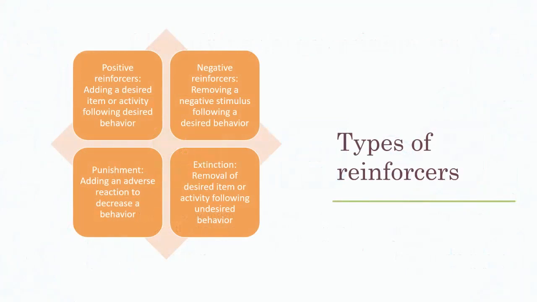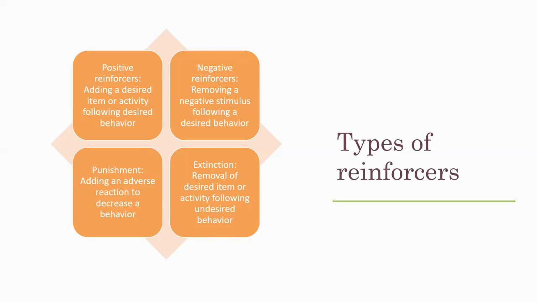Negative reinforcers remove a negative stimulus when the desired behavior is completed to increase the chance that the behavior happens again. One example of this is a mom nagging her child to take the trash to the curb. When the child takes the trash to the curb, the nagging stops. The chances that the child takes the trash to the curb the first time they are asked are increased because the nagging has stopped. Punishment is the addition of an adverse stimulus following an undesired behavior to decrease the chance it happens again.